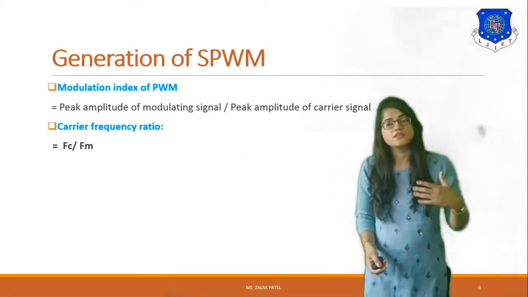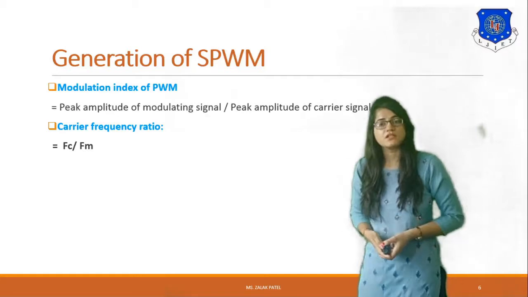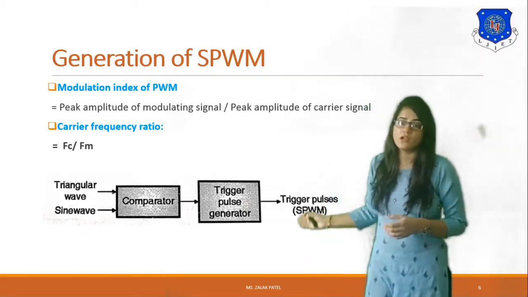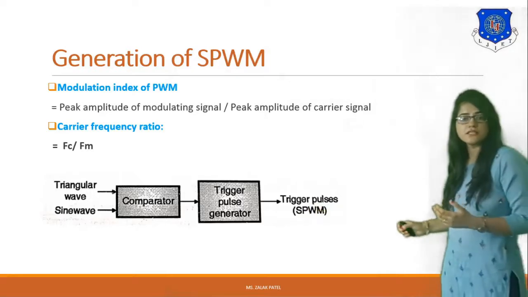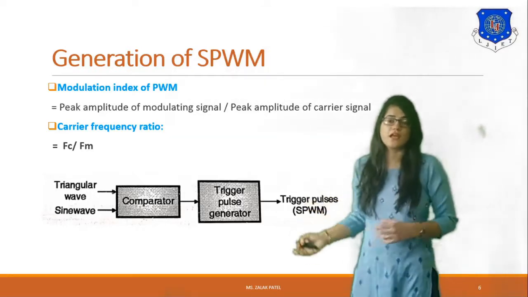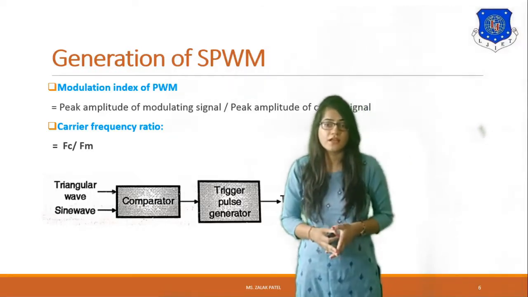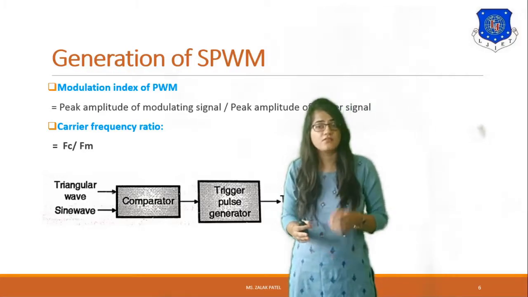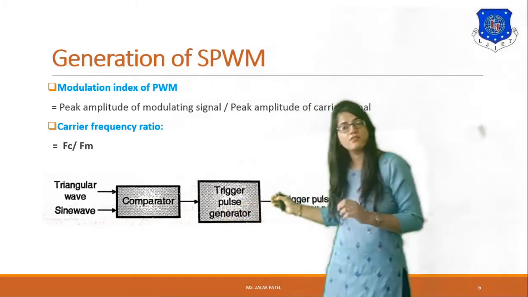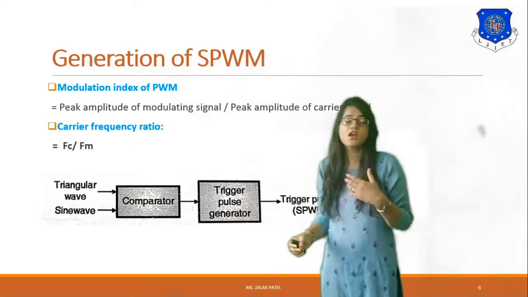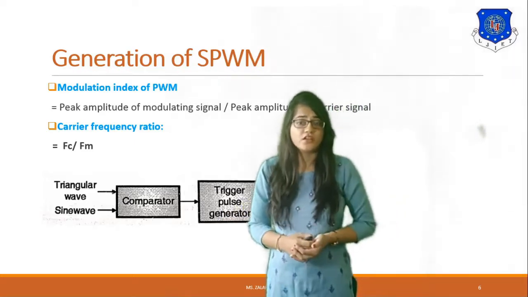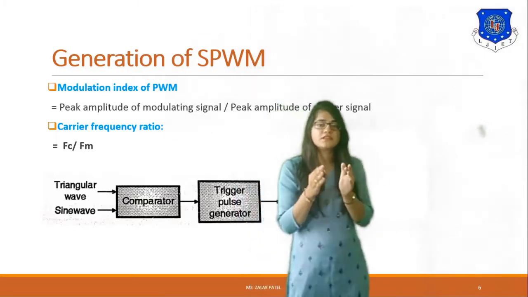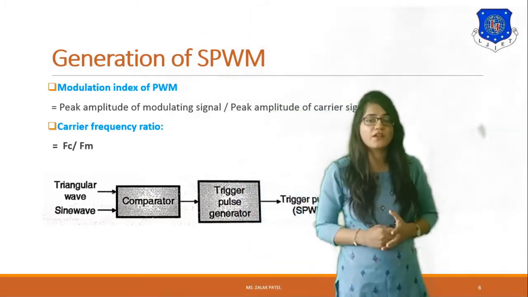In this case, the generation of the sinusoidal pulse width modulation is possible with this diagram. Here you can see that at the input side two signals are given: a triangular wave and a sine wave. The sine wave is taken as the reference signal and the triangular wave is taken as the carrier signal. Both signals are given to the comparator.